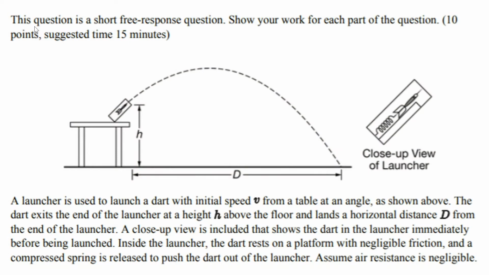The first question was, like both of them really were, a short free response question. This one said you should have taken about 15 minutes on it. It was worth 10 points. You had this launcher launching a dart with an initial speed v from a table at an angle, as shown above. And there you see a close-up view of the launcher. It's got a little spring to launch the dart. It says the dart exits the end of the launcher at a height h above the floor and lands a horizontal distance d from the end of the launcher. A close-up view is included that shows the dart in the launcher immediately before being launched. Inside the launcher, the dart lifts on a platform with negligible friction, and a compressed spring is released to push the dart out of the launcher.